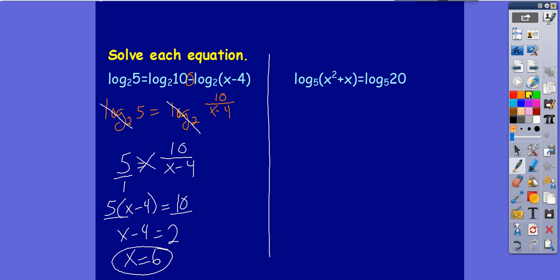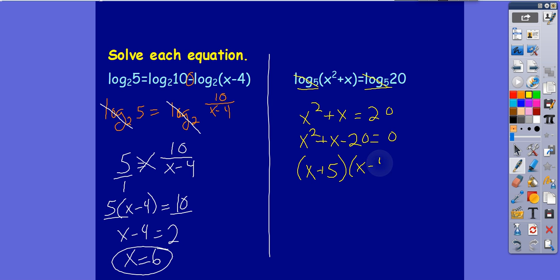Next one, it is a log base 5 equals a log base 5. So I can cancel those out. They're gone. I have x squared plus x equals 20. x squared plus x minus 20 equals 0. Factoring it, it's x plus 5, x minus 4 equals 0. So x is equal to negative 5 or 4.